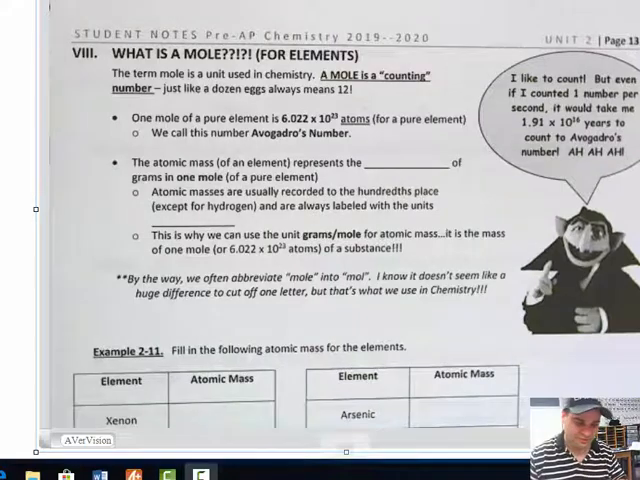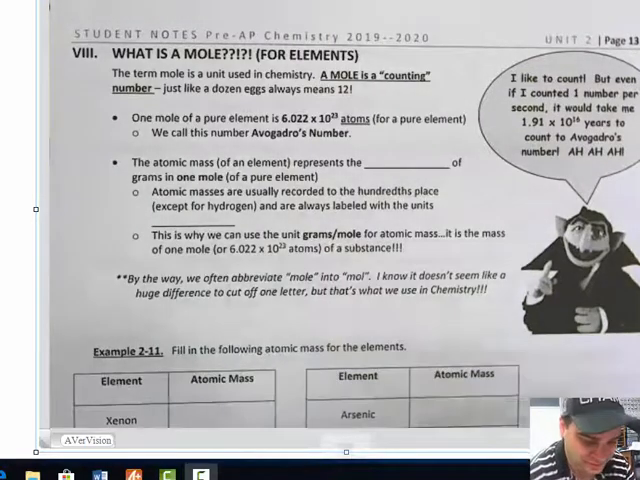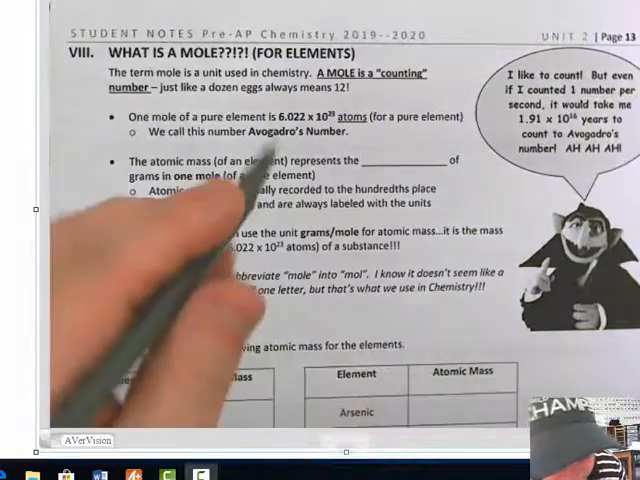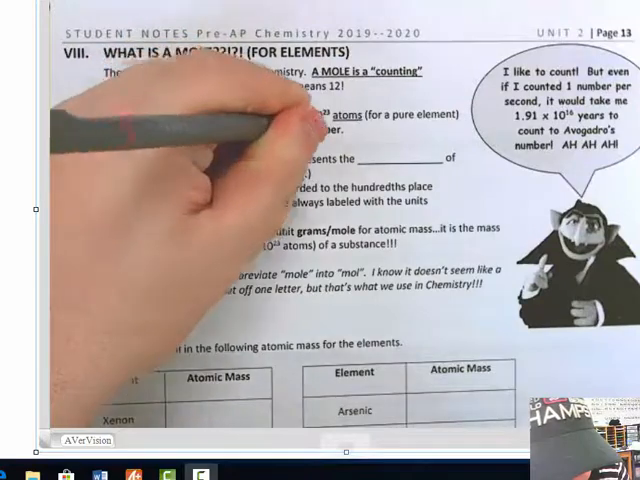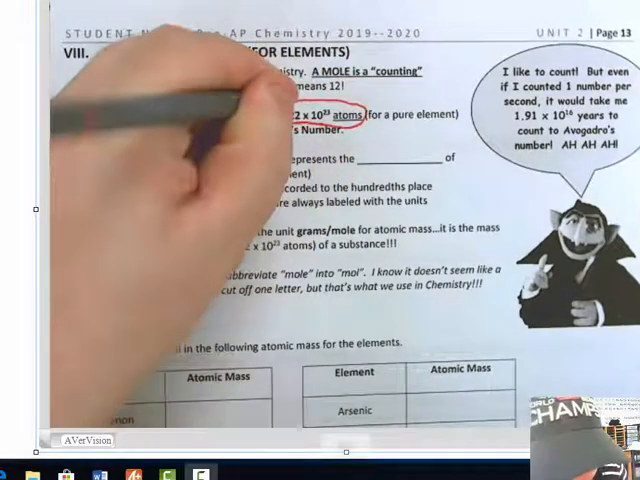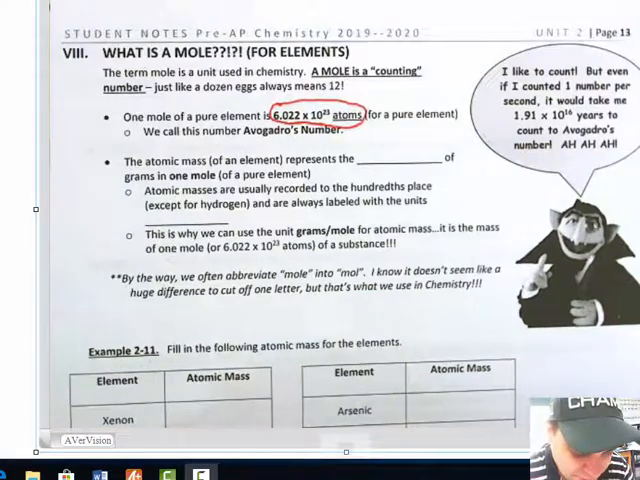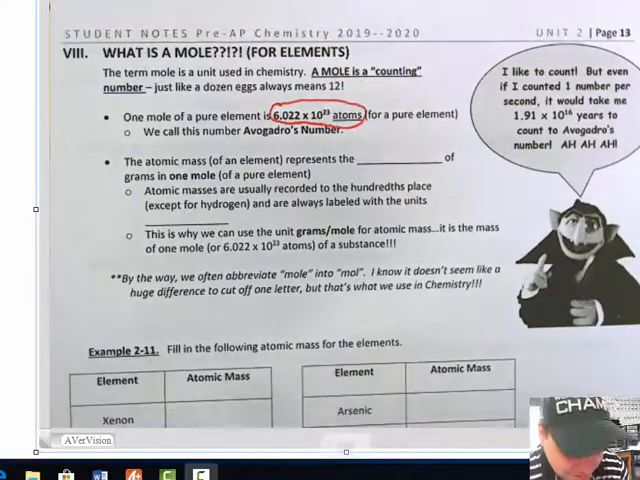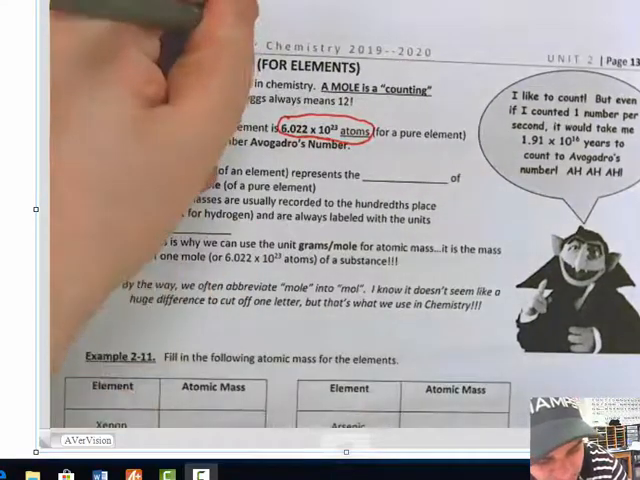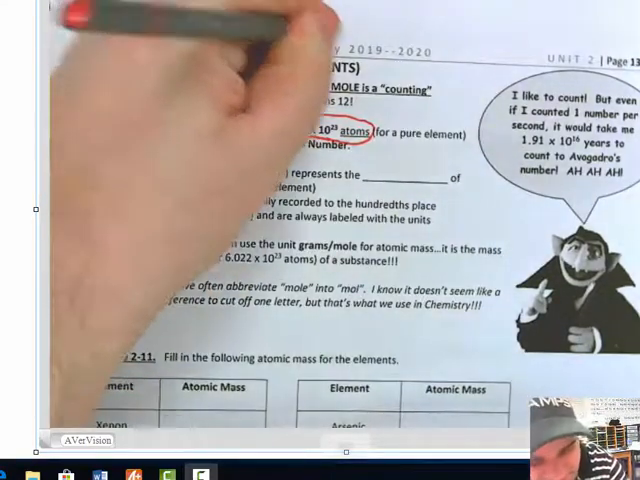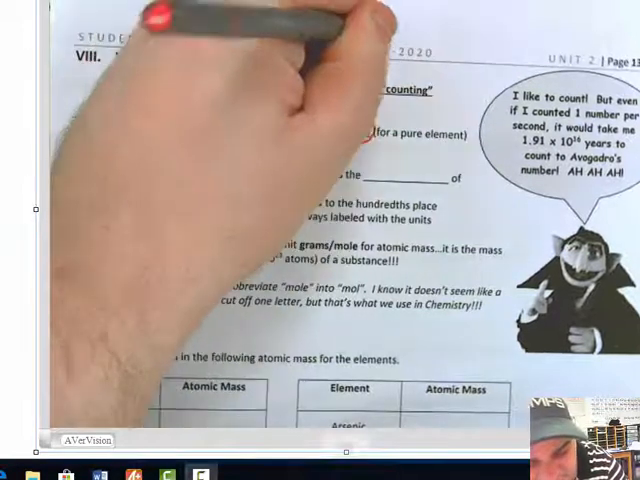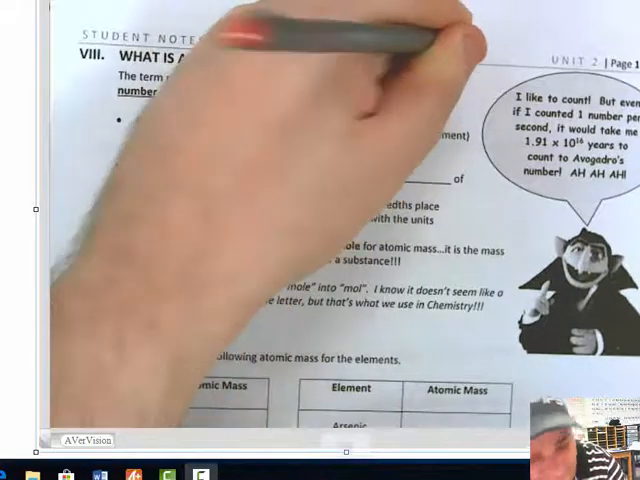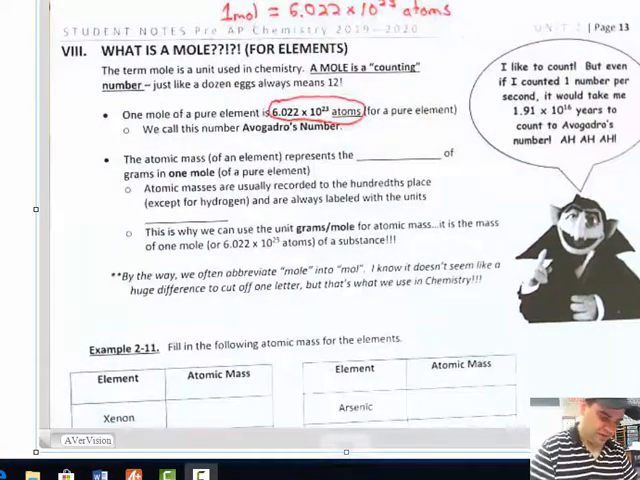A mole is just a number. Just like a dozen means 12, a mole represents 6.022 times 10 to the 23rd atoms for a pure element. We call this Avogadro's number. So we are going to know that one mole represents 6.022 times 10 to the 23rd atoms for any element.